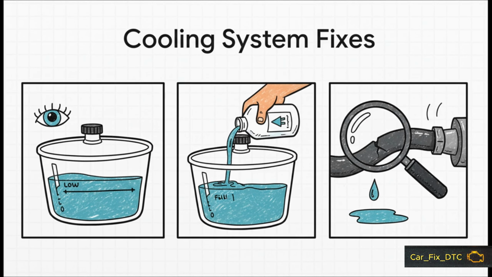Diagnosing this is pretty simple. First, just pop the hood and check your coolant level. If it's low, top it off with the right stuff for your car. But don't stop there. A low coolant level usually means you've got a leak somewhere, so take a good look at all the hoses and connections for any signs of dripping.